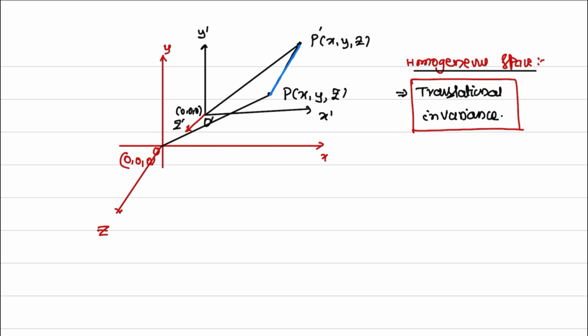Now, this is about translational invariance. Variance means vary. Vary means change. Invariance means doesn't change. What is translational invariance? In a homogeneous space, when the particle properties do not change by changing the coordinate system from x, y, z to x dash, y dash, z dash with an origin O dash, and initially it was origin O, then there is translational invariance in homogeneous space.